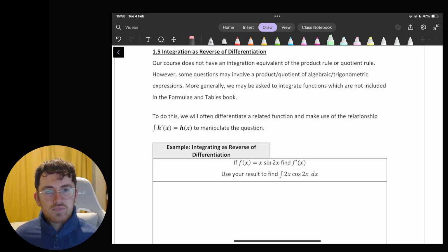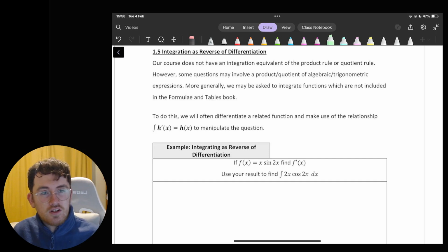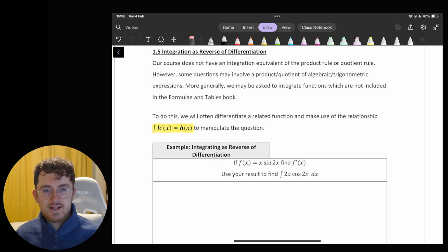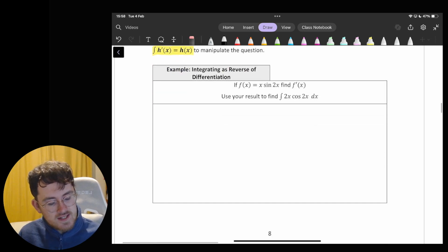Usually this would be used for functions that aren't in the formula and tables book, or as I say, maybe products of a function. Really, products is probably the most common one we see. What we'll usually have to do is differentiate a related function and then make use of this relationship: the integral of a derivative gives me the original function. We can usually use that to manipulate the question in some way. So let's look at an example of this then.